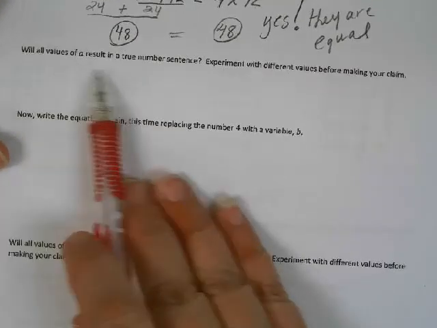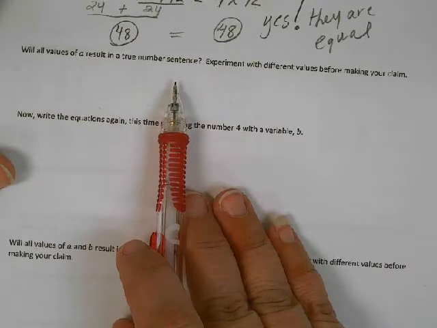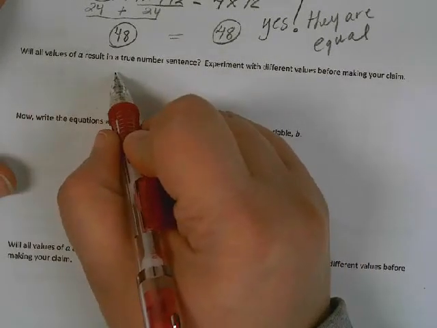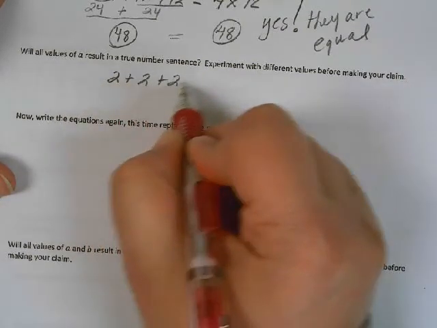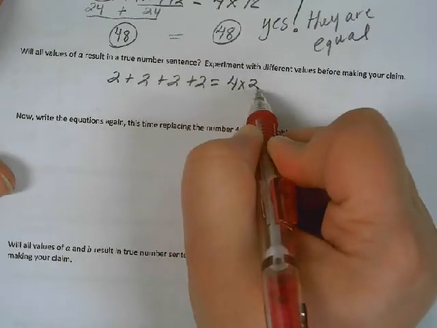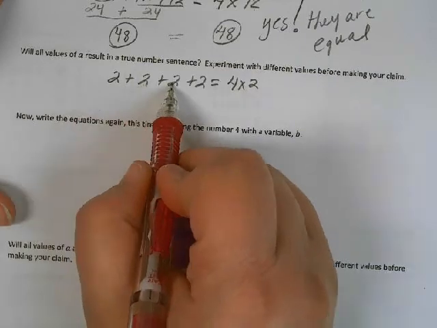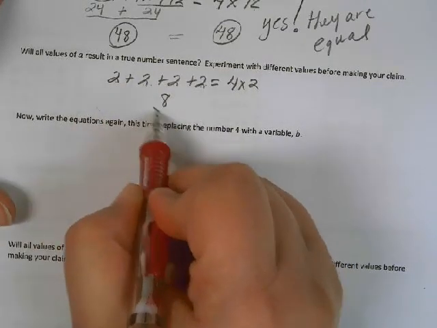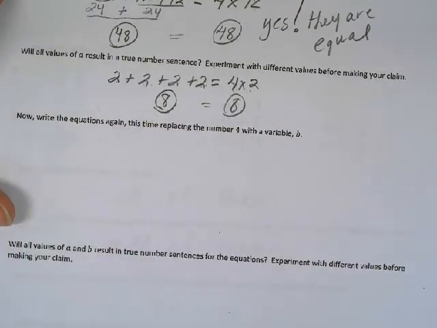Will all values result in the same true sentence? So let's try. Let's replace it with 2's. So 2 plus 2 plus 2 plus 2 is equal to 4 groups of 2. Let's just try. 2 plus 2 plus 2 plus 2. So 2, 4, 6, 8. So this is 8. And 4 times 2 is 8. Is that the same?